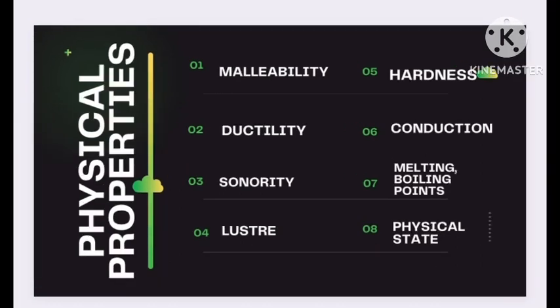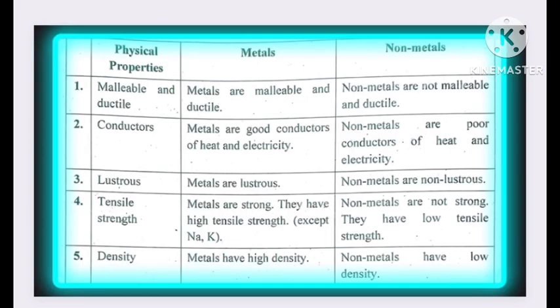The main physical properties of metals are malleability, ductility, sonority, luster, hardness, conduction of electricity and heat, melting and boiling points, and their physical states. An important question from exam point of view is to differentiate between metals and non-metals on the basis of their physical properties. As you can see on the screen, you have to write the answer in this manner. You have to make a table and differentiate between metals and non-metals.